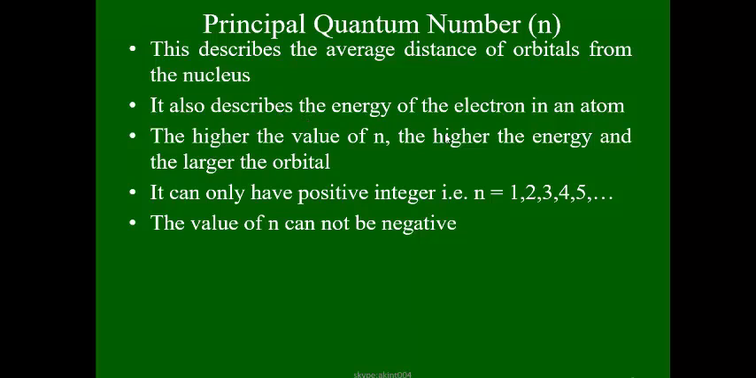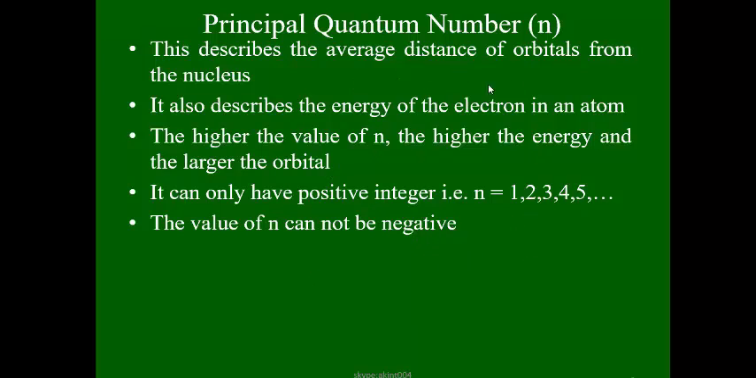It also describes the energy of the electron in an atom. The electron that is in the closer orbital is of lower energy than the electron that is farther away from the nucleus. That is what this statement is trying to tell us. The higher the value of n, the higher the energy and the larger the orbital, as we have discussed before. It can only have positive integer values: n can be equal to 1, 2, 3, 4, 5, and so on. There is no circumstance in which n can be negative, because it describes the energy, which is real, so it can't be a negative value.